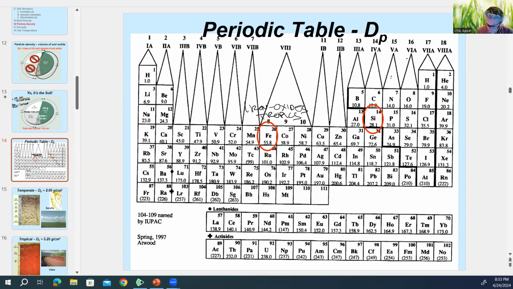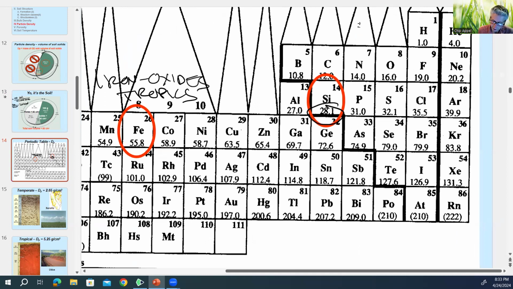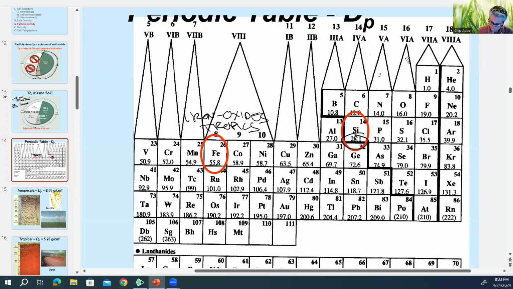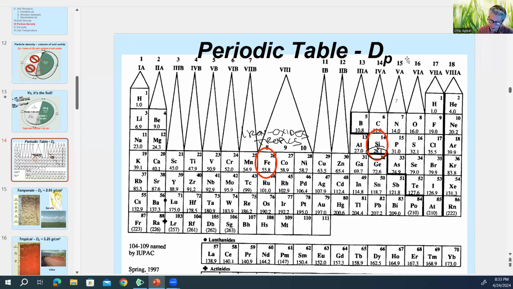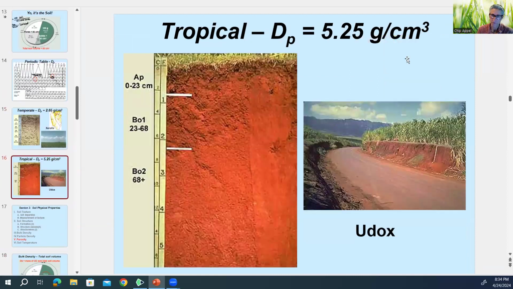And if you remember from your chemistry discussions before, the atomic mass of silicon, which is one of the main ingredients, is of course 28.1 grams per mole. That of iron is 55.8, which is about double that of silicon. Since both of them have oxygen in them, silicon is like half as heavy as iron. We would expect then, if the particle density of a temperate region soil, which is dominated by quartz, is 2.65 grams per cubic centimeter, what is that of a tropical soil, which is dominated by iron oxides? What do you think? 2 times that, or about 5.25 grams per cubic centimeter. That is a soil that's dominated by iron oxides, and it's going to have a particle density that is similar to that of iron oxides.